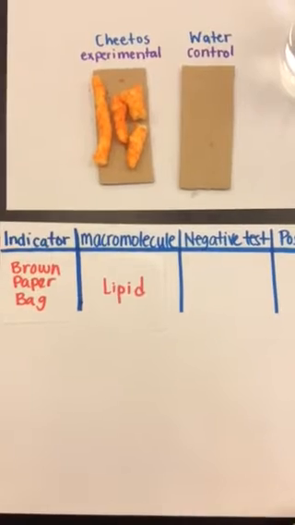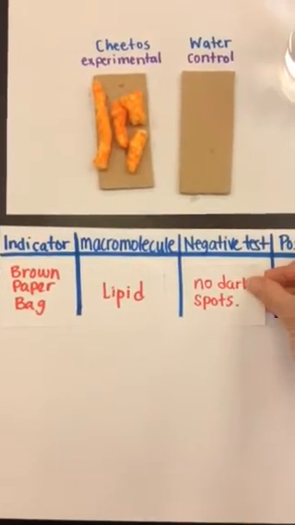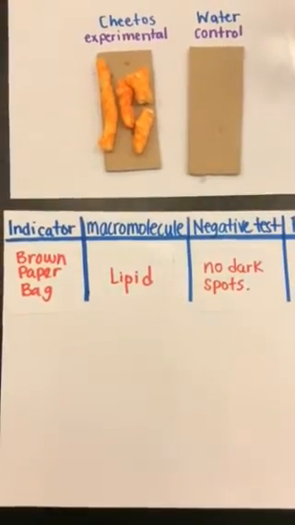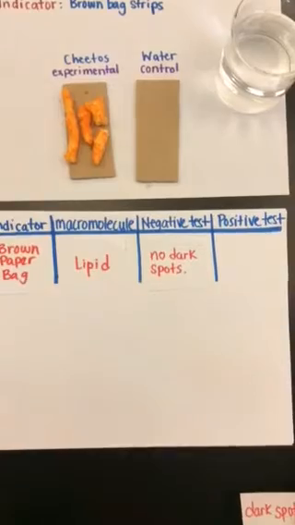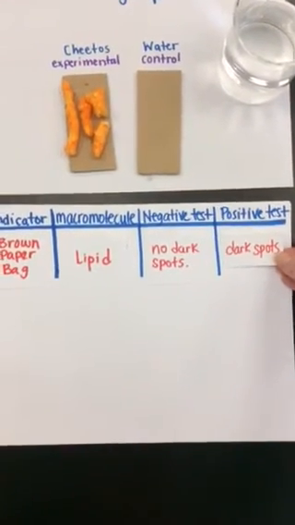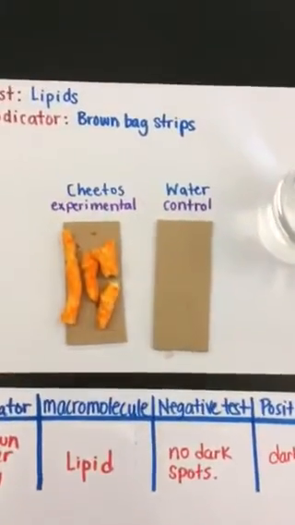If the test is a negative test for lipids, we will not see any dark spots. If the test is positive for lipids, we will see dark spots. So let's take a look at our lab setup.